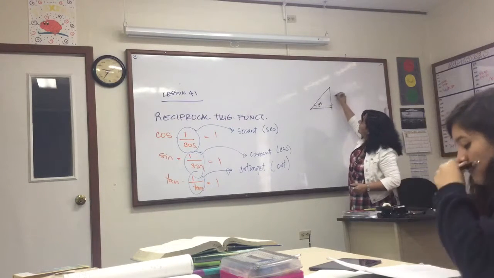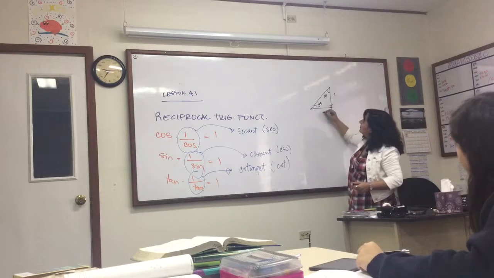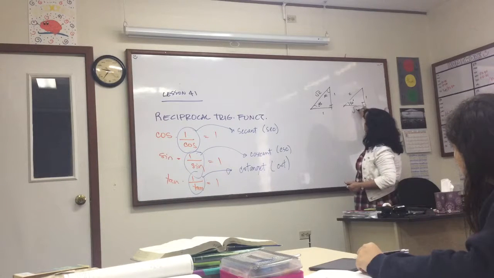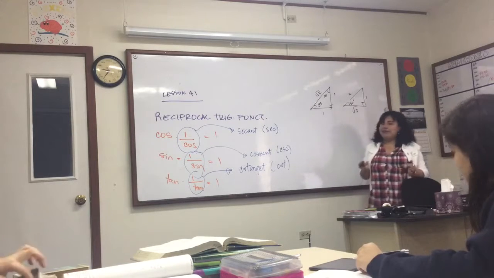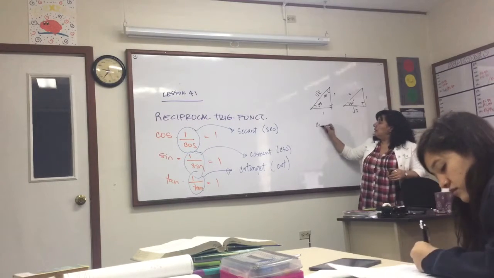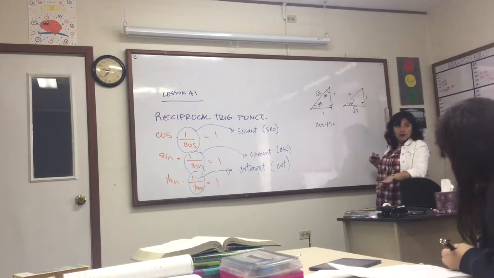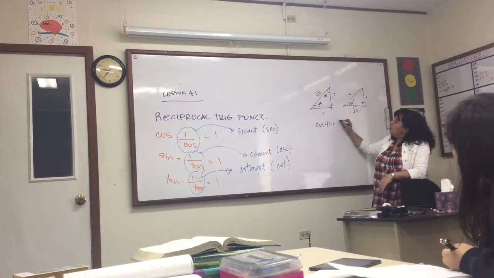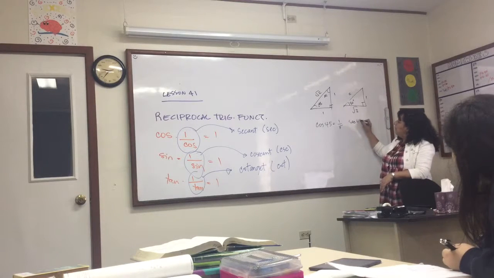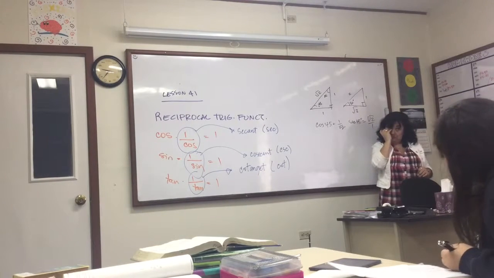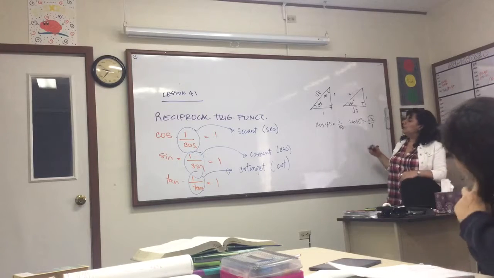Sorry, this is 45 and this would be 45. This one is 30. And if this is 30, this is 1, this is 2, and this is 3. Okay? So, if cosine of, let's say 45, what's the cosine of 45? Adjacent over hypotenuse, right? 1 over square root of 2. Then secant of 45 would be square root of 2 over 1. Right? Okay. So, is this understood?